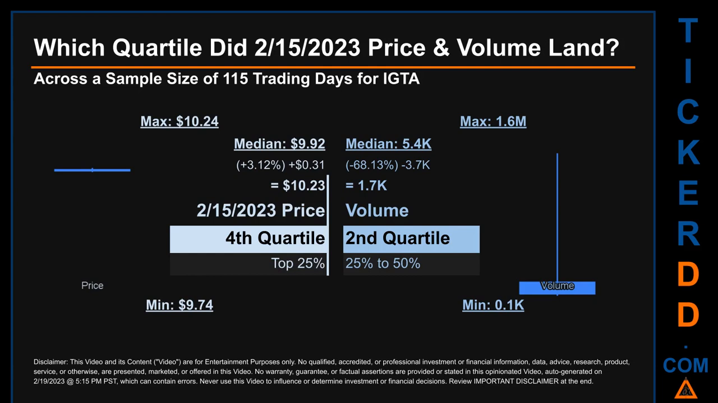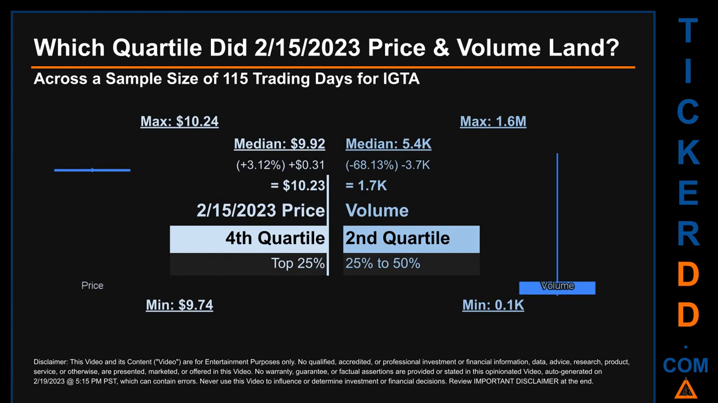Which quartile did February 15, 2023 price and volume land? Across a sample size of 115 trading days, the maximum end-of-day price for IGTA was $10.24 while the minimum was $9.74. Within that price range, February 15, 2023 price of $10.23 landed within the fourth quartile, meaning that it was within the top 25% of all sampled end-of-day prices. The day's volume landed within the second quartile, that is within the 25% to 50% range of all sampled daily volume, which saw a max daily volume of 1.6 million and a minimum of 0.1 thousand.